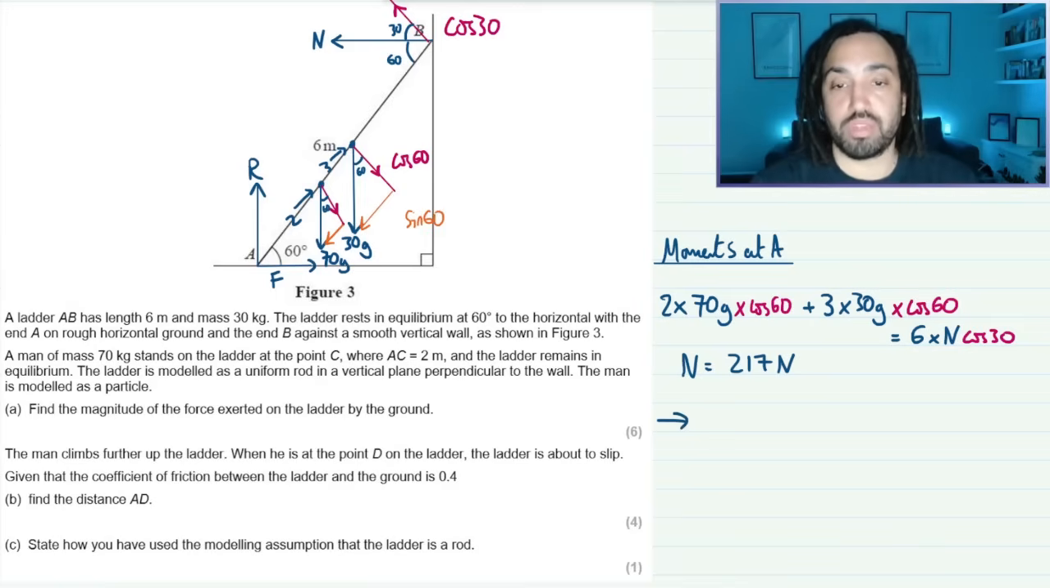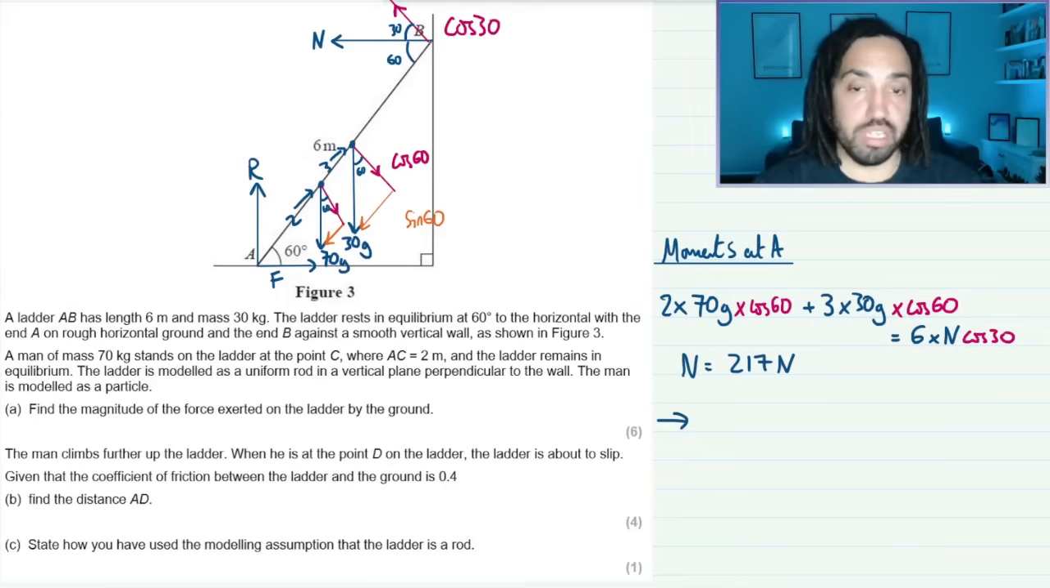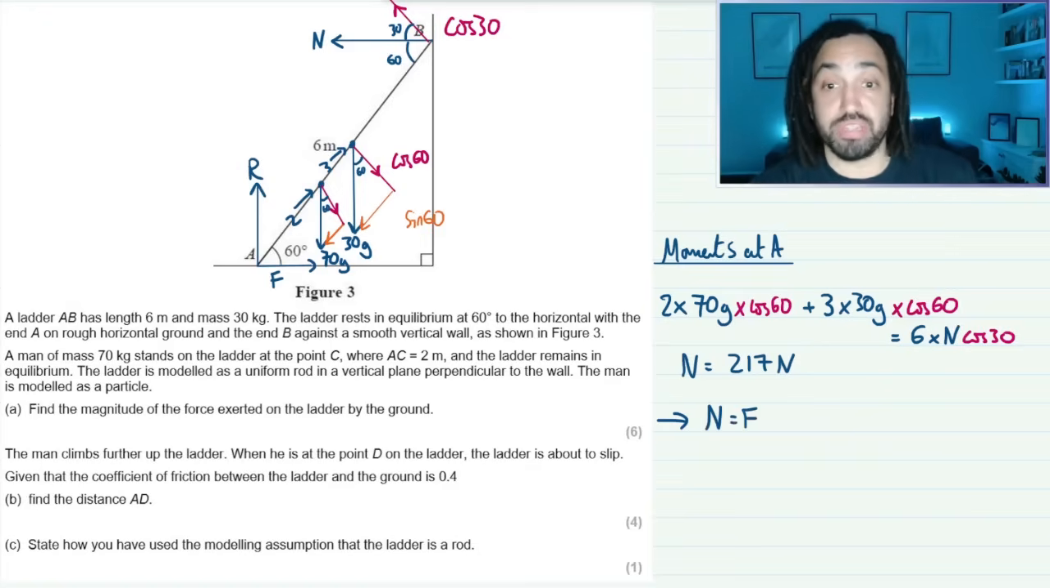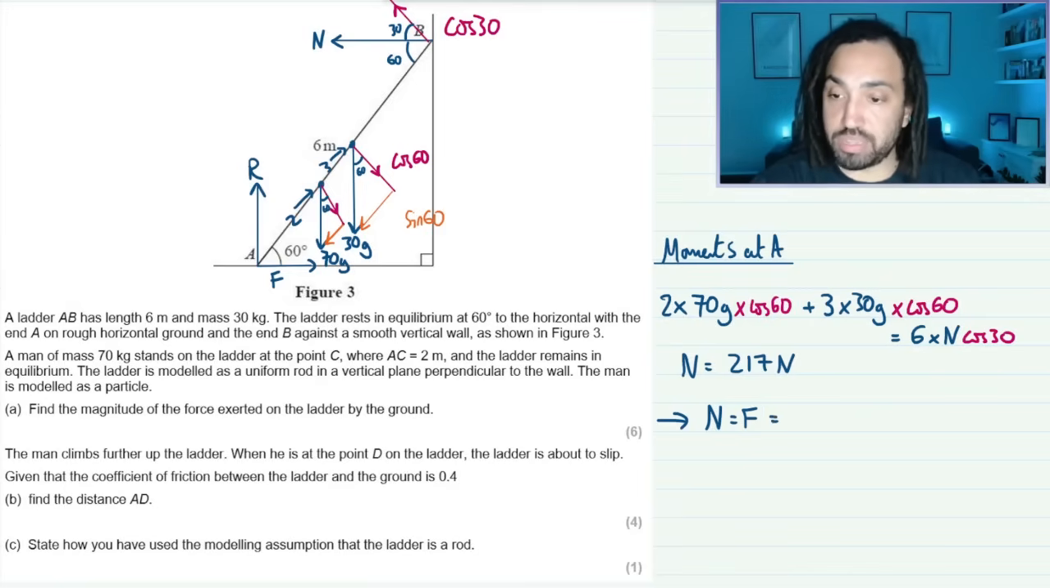horizontally, because there's only two horizontal forces, and because the object is in equilibrium, it means that those two forces are balanced. So that means that N is equal to F, which is equal to 217.